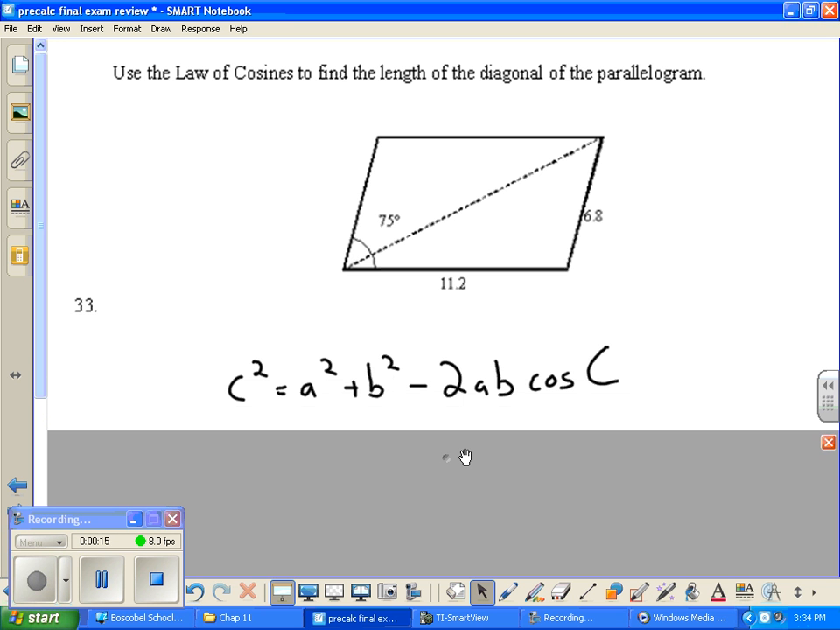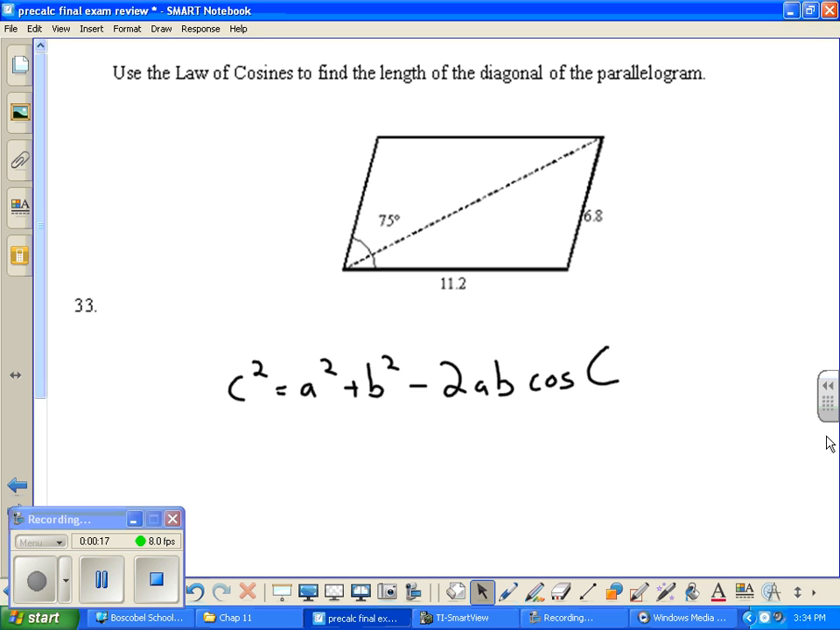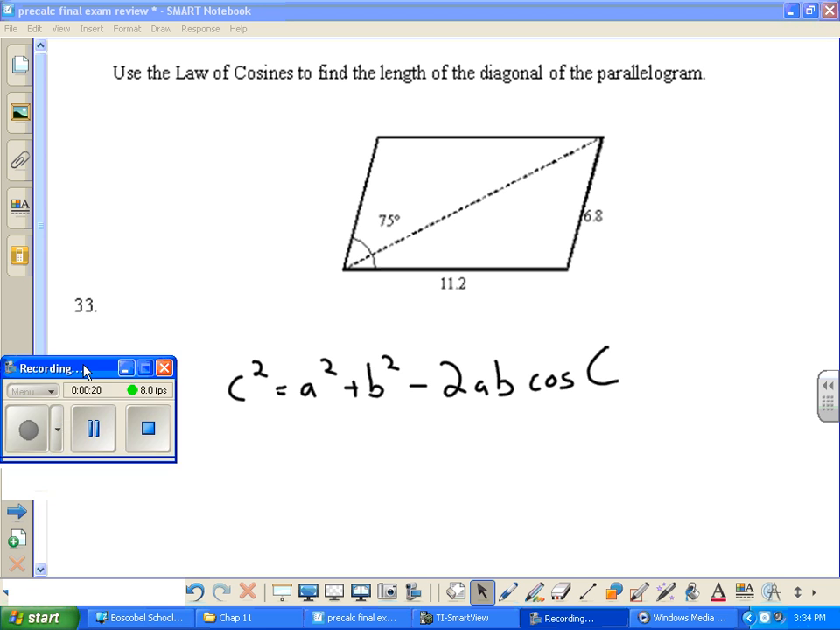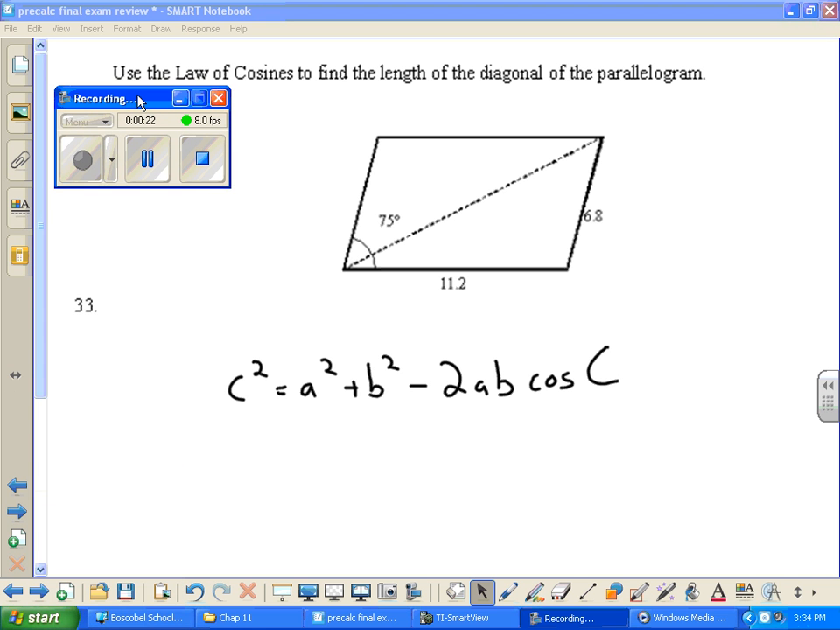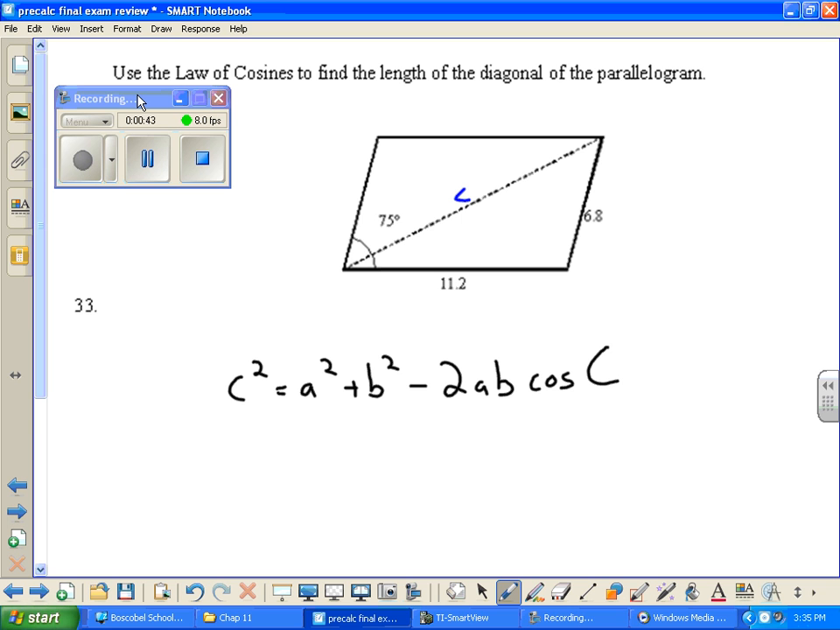So we're going to start with the formula for law of cosines. I know c squared is equal to a squared plus b squared minus 2ab cosine of c. Well, right now my triangle's not labeled with anything, so let's do some labeling to make things a little bit easier. Because we're trying to find the diagonal, I'm going to call the diagonal C. And then I'm just going to arbitrarily say that this side here is A and this side here is B.